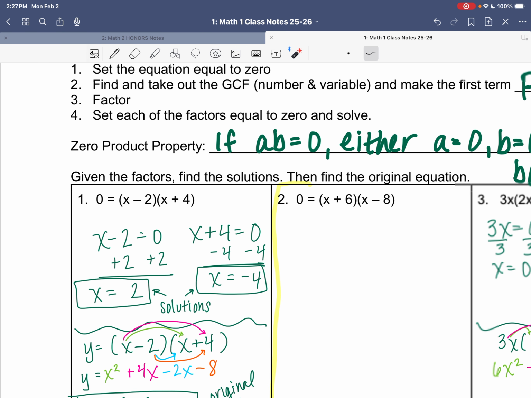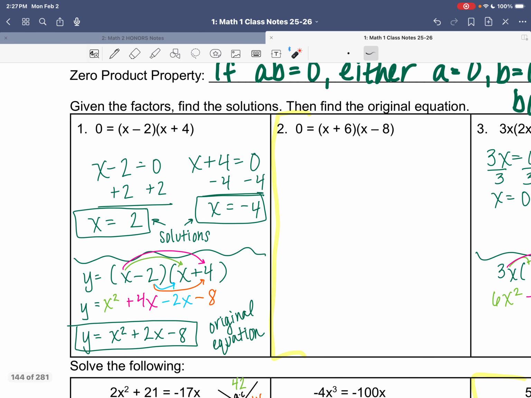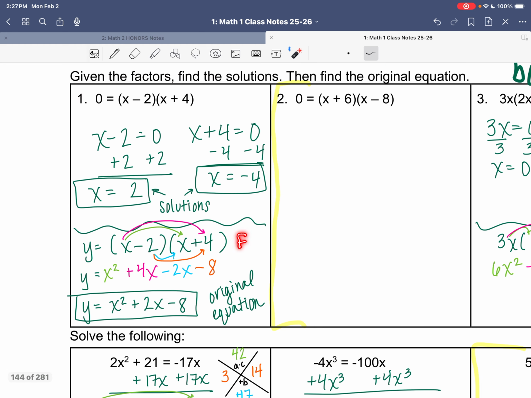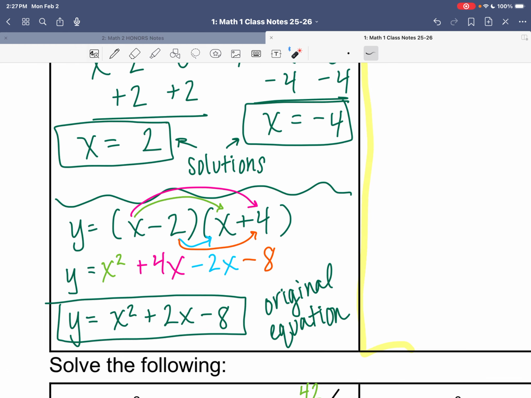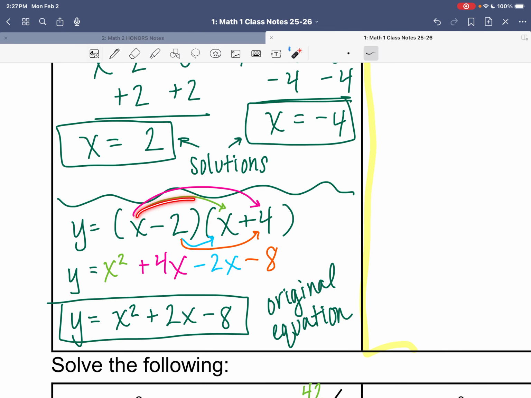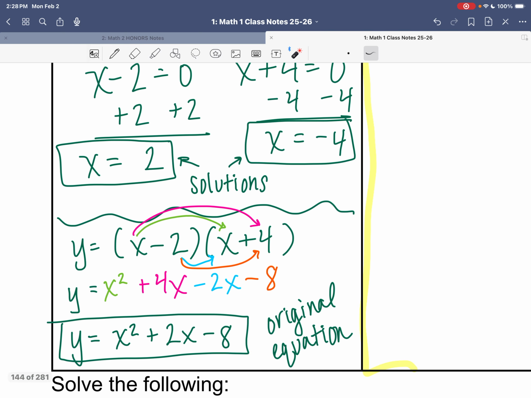Now, if you wanted to find the original equation, all you have to do is take your factored form and do your FOIL, do your distributing, whatever you call it. I just say distribute. So then you would take x squared, x times 4. Then remember it's -2 times x, and then -2 times 4, and then combine your like terms, and then this would be the original equation. So your solutions are here, and your original equation is here.